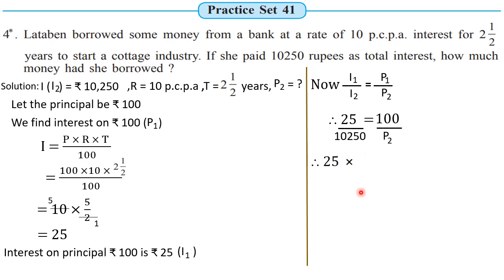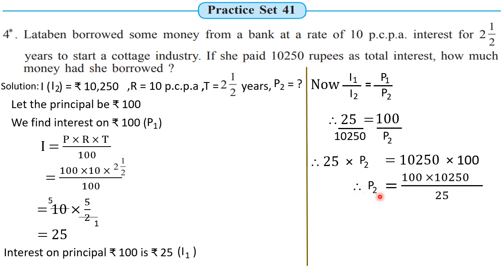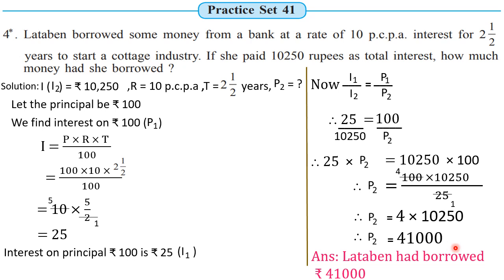Okay, now what we'll do? We'll cross multiply. So therefore 25 into P2 is equal to 10,250 into 100. Okay, now we'll bring this 25 over here. So it will be therefore P2 is equal to 100 into 10,250 upon 25. Okay, so now see here, 25 ones are 25, 25 fours are 100, right? And so therefore P2 is equal to 4 into 10,250. And when we multiply this, we will get 41,000. So students, final answer, Lataben had borrowed 41,000 rupees.